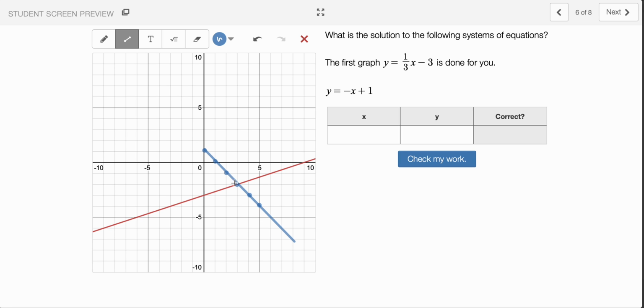Now, after I have my line, I can see that from my origin, because remember we always start at our origin, I went over 1, 2, 3, so that's going to be a positive 3 because I went to the right, and then I went down 1, 2.